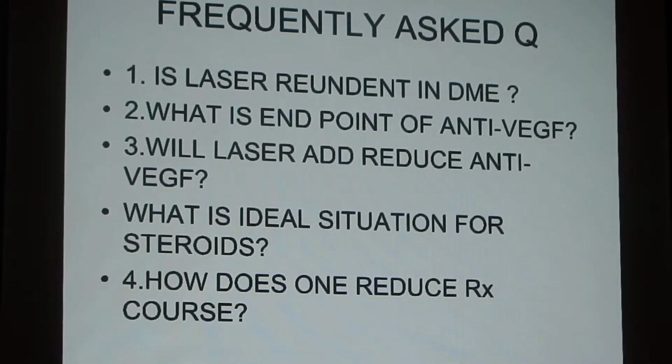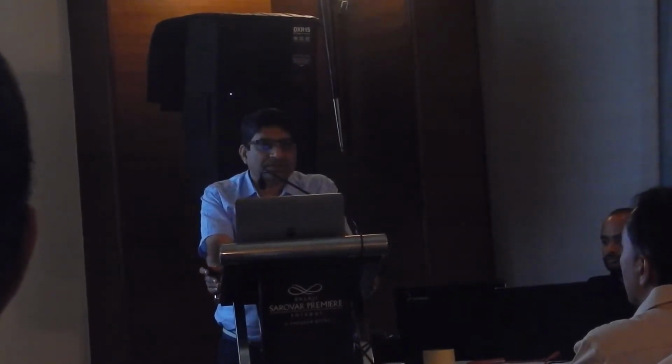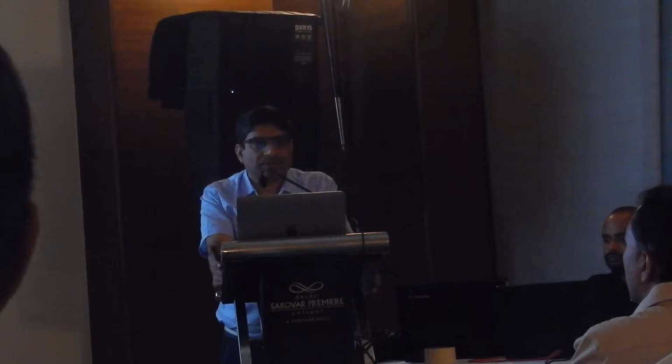Now there are certain theories also. People are not doing the laser. People feel that the laser is useless, whether it is redundant in case of diabetic macular edema. What is the end point of anti-VEGF? Every month, 2 months you are injecting. What will happen? How long can I give? How much can I spend? I am already a pensioner or I don't have any assistance from anybody, from my children and government also. Will laser add to reduce anti-VEGF? These are the common questions.